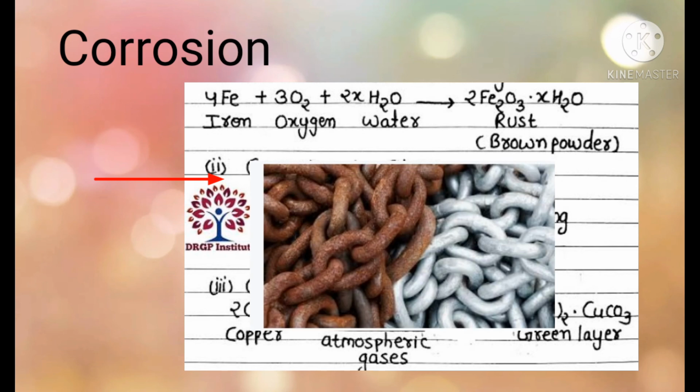First example, corrosion of iron. We can say it is rusting of iron. Iron reacts with oxygen and water present in the atmosphere to form ferric oxide, that is hydrated ferric oxide, Fe2O3 x H2O. This compound is brown in color.